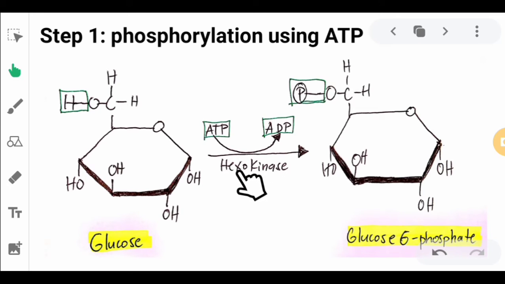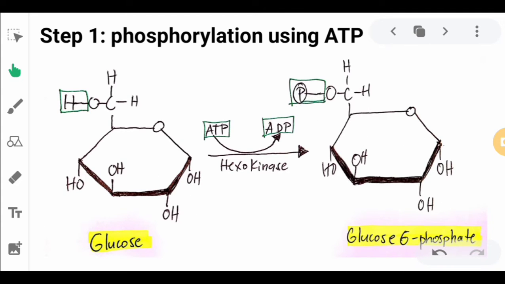Hexo means it will act on the 6th carbon. So the phosphate will replace the hydrogen here in the 6th carbon. This is what will happen. And for the ATP, you will now have just ADP because you removed one phosphate. From triphosphate, you will now have diphosphate. That is why this is named glucose 6-phosphate. This is glucose, and the phosphate was attached on the 6th carbon here.